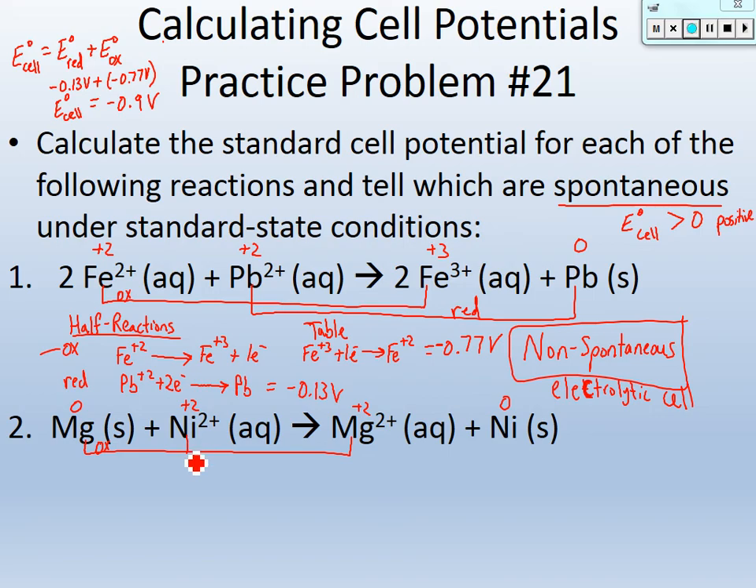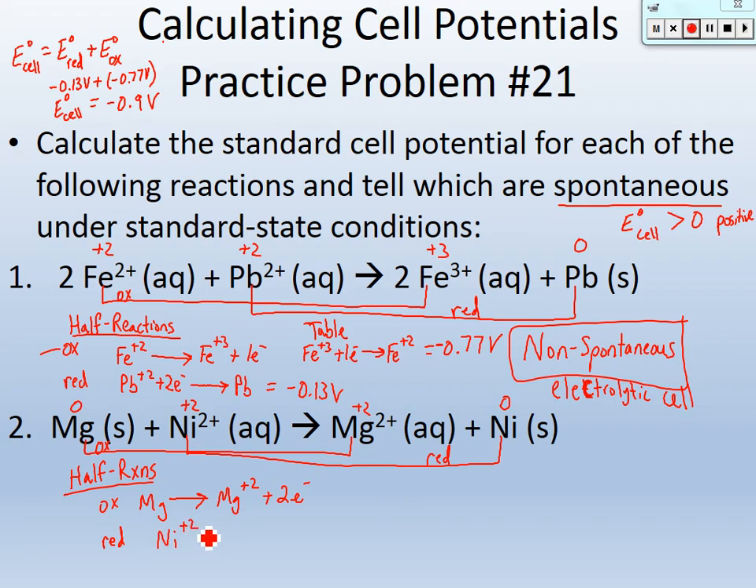And it looks like nickel is being reduced. So when you write your half reactions, I'm going to write my oxidation half first, so I'm going to have my magnesium, and it's going to magnesium +2. But to balance the charges, I'm going to have to add 2 electrons to that side. My reduction half reaction is going to be the Ni +2. I'm going to leave a little space because I'm going to have to add electrons there. And that goes to Ni. And to balance the charges, since this is 0 and this is +2, I need 2 electrons right there.